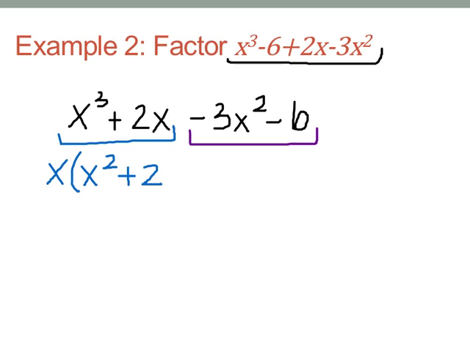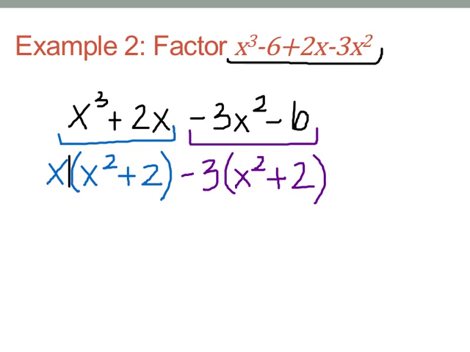Now let's take a look at that second group that I underlined in purple. If you notice, there is a GCF between those 2 terms, and that GCF is simply negative 3. If I take out negative 3, I'm left with x squared, and then negative 6 divided by negative 3, that's positive 2. All right, take a look at what just happened.